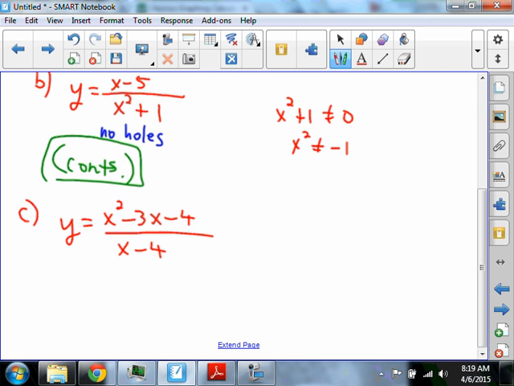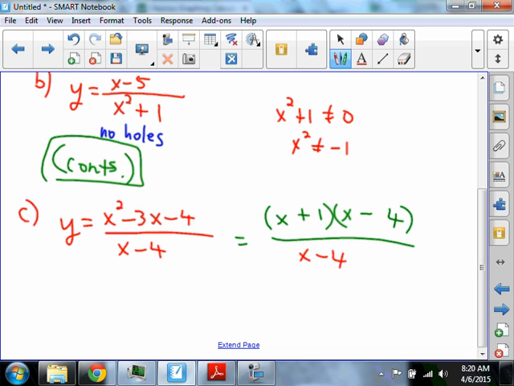Factor the numerator. So try that. The numerator factors into something. An x and an x and a 1 and a 4. And we want to come up with a minus 3x in the middle, so it's going to be minus on the 4 and plus on the 1. Hey, wait a minute.